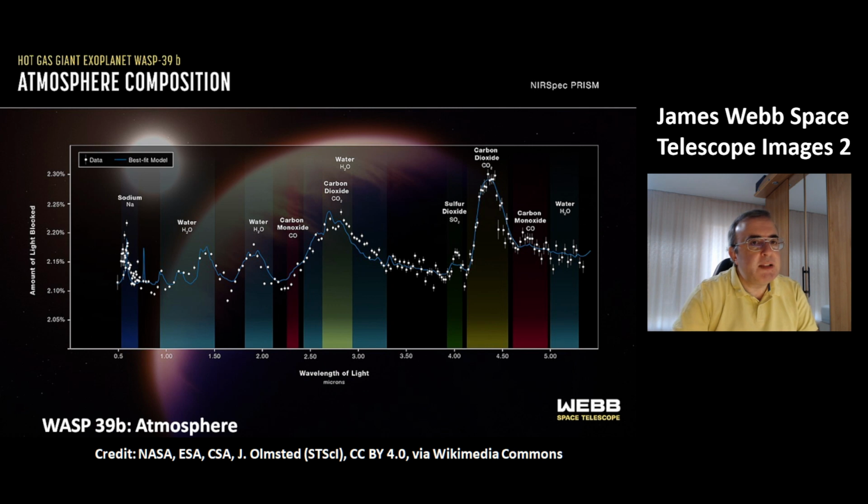This is a spectrum from James Webb Space Telescope of its atmosphere. And you can see it contains sodium, water, carbon monoxide, carbon dioxide, and sulfur dioxide.